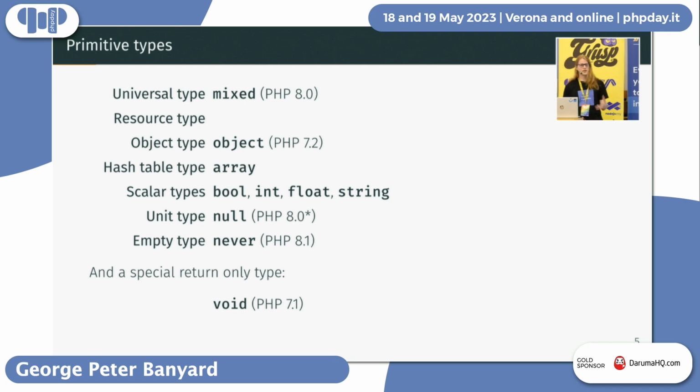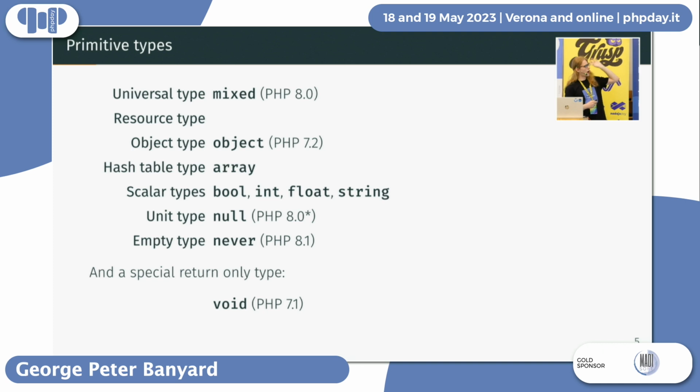The primitive types are the following. The universal type is mixed in PHP. We also name it the top type, i.e. every other type is a subtype of mixed. So if you pass something, it will always pass a type check of mixed. We have this weird resource type that exists in PHP, which is just a blob of memory. Streams, for example, are resources, and you can't type them.